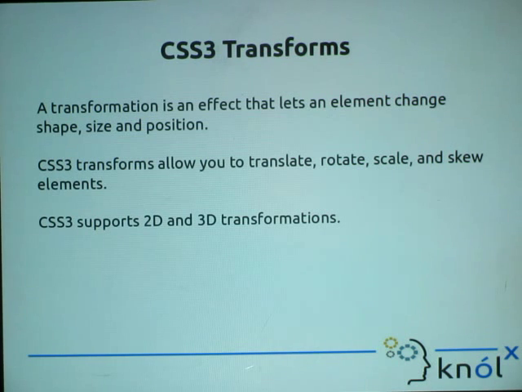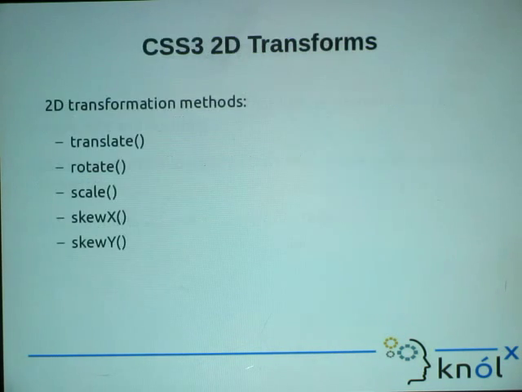Now let's come to CSS3 transforms. The name recognizes itself: transformation. A transformation is an effect that lets an element change shape, size and position. CSS3 transforms allow you to translate, rotate, scale and skew elements. CSS supports 2D and 3D transformations. We are coming to them one by one. 2D transformation methods: translate, rotate, scale, skewX and skewY.